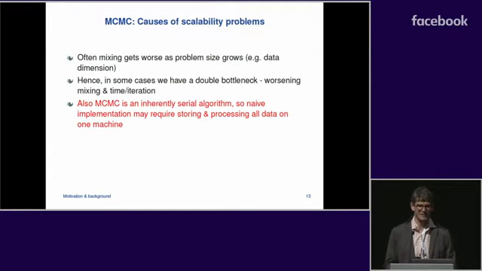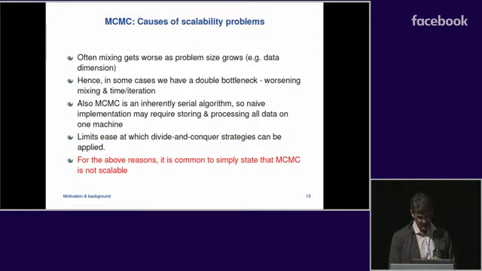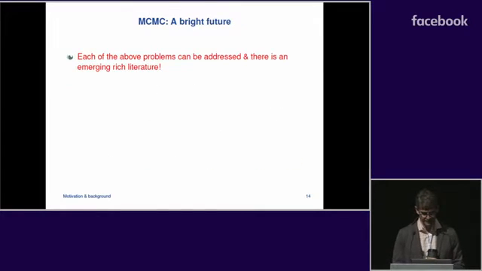And so if we just take all the data on one machine, and it's just enormous amounts of data in memory, and then we're trying to do this kind of iterative algorithm on one processor, then everything's going to be horrible, of course, and so we need to be smarter than that. But it limits the ease with which divide and conquer strategies can be applied. Okay, so these are the reasons that it's commonly just stated that MCMC is simply not scalable.